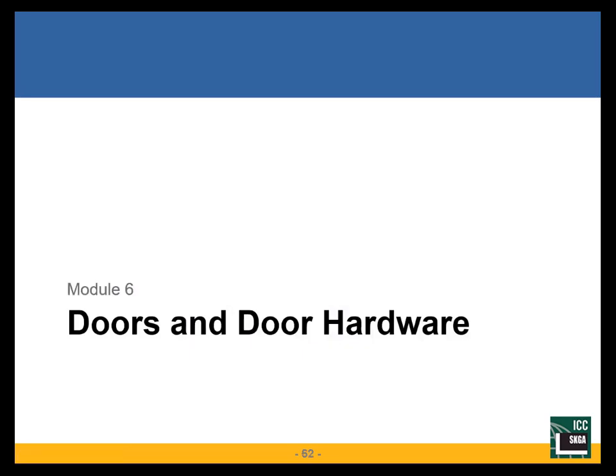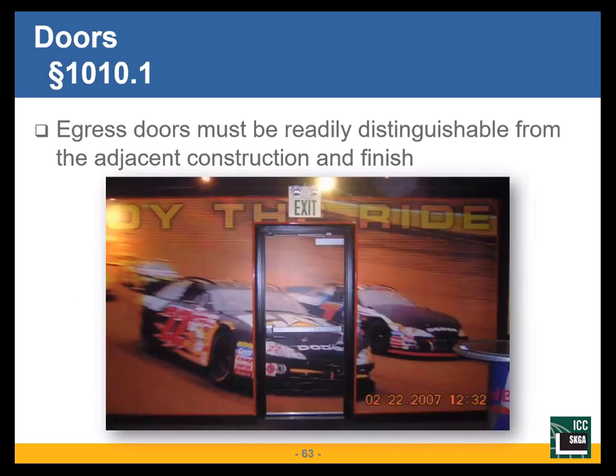Okay, I've got my exit doors. I've determined what we need. What kind of door can I put in? What kind of hardware goes on the door? I've got a requirement that says the doors have to be readily distinguishable.